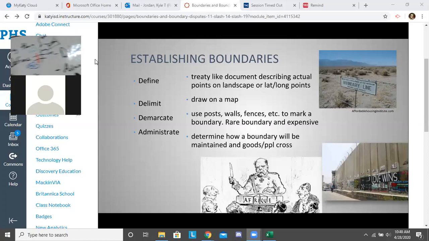And then the next step, we go over, we delimit it, we draw it on a map.